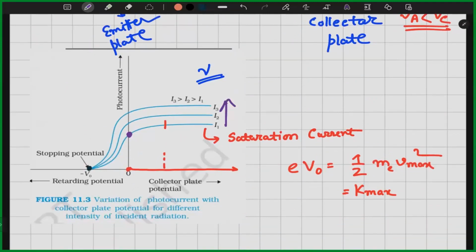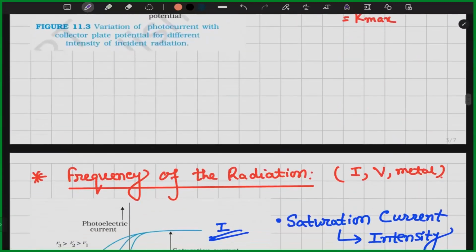But if we increase the frequency, it should not increase. Here we can see that the stopping potential was already explained, right? If we increase the intensity, we'll explain the stopping potential later.